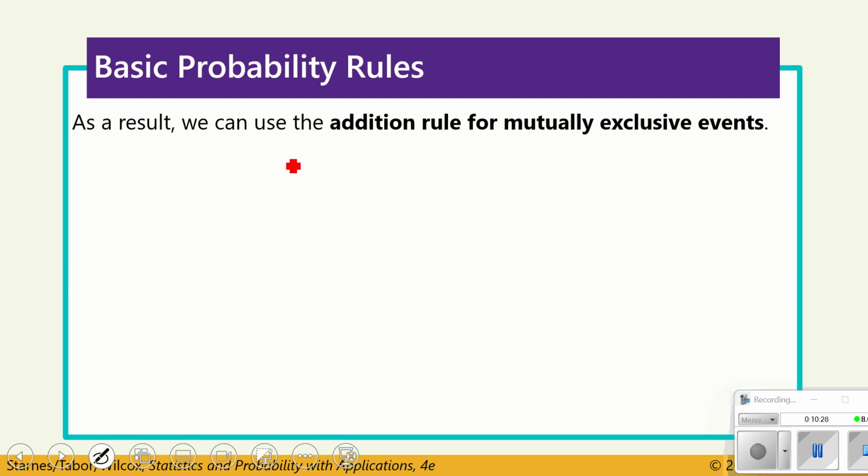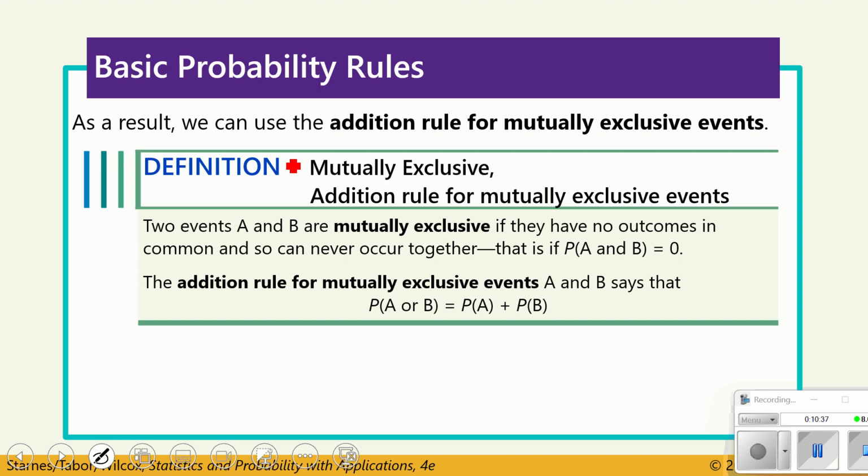As a result, we can use the addition rule for mutually exclusive events. So make sure to jot this down. Pause the video if you need to. Two events, A and B, are mutually exclusive if they have no outcomes in common, and so can never occur together. So they're not going to happen at the same time. So the probability of A and B is going to be 0. They can't happen at the same time. I cannot pick an M&M out of a bag that's going to be red and green at the exact same time. That can't happen. So for this one, all we have to do is say the probability of A or B is equal to the probability of A plus the probability of B.